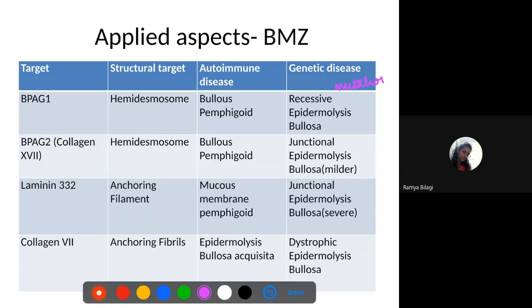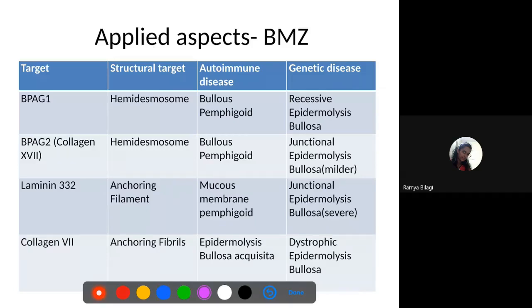Laminin 332, we know that it is a component of anchoring filament. If there is an antibody against this, we see mucous membrane pemphigoid. If there is a genetic condition, we see junctional epidermolysis bullosa. Collagen 7, we know that it is a component of anchoring fibrils. If there is an antibody against this, we see a condition called epidermolysis bullosa acquisita. And if there is a genetic mutation, then we see a condition called dystrophic epidermolysis bullosa.